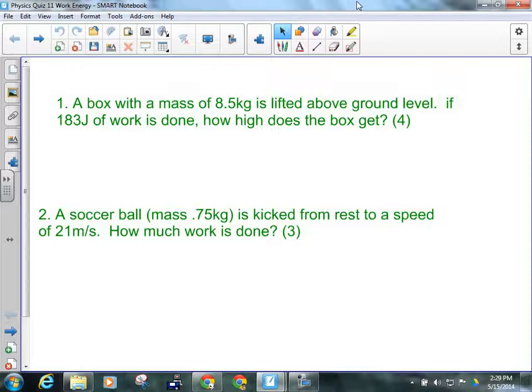Now, this one's asking how high does the box get? So what kind of energy is changing in number 1? Potential, because the height is changing. Now, in number 2, it's kicked from rest to 21 meters per second. That's kinetic energy because the speed's changing. So we have to identify those first off.